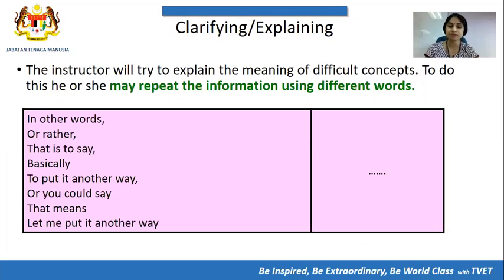All right, to do so, they may repeat the information using different words. Okay, so here I've listed a few signal words or phrases where they can use it to repeat the information. For example, in other words, or rather, that is to say, basically, to put it another way, or you could say, that means, let me put it another way. Okay, so you can use these signal words in order to clarify or explain the difficult concepts.